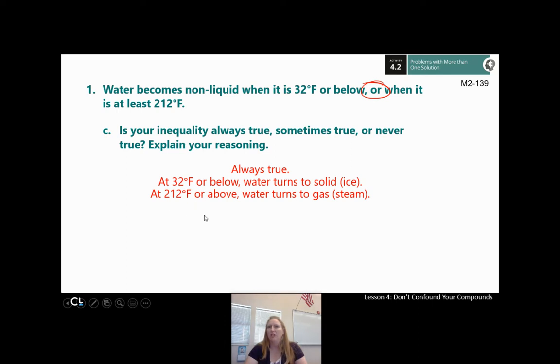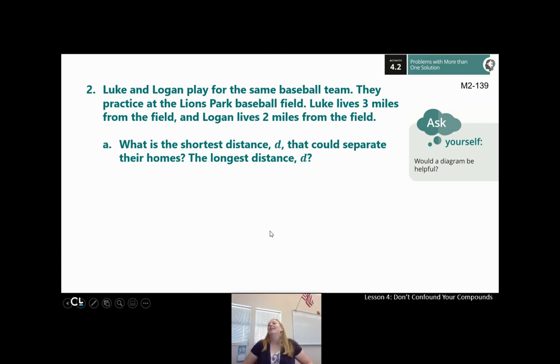That's bad. It'll hurt you. It's very bad. Let's go to another problem. Luke and Logan play for the same baseball team. They practice at the Lions Park baseball field. Luke lives 3 miles from the field and Logan lives 2 miles from the field.